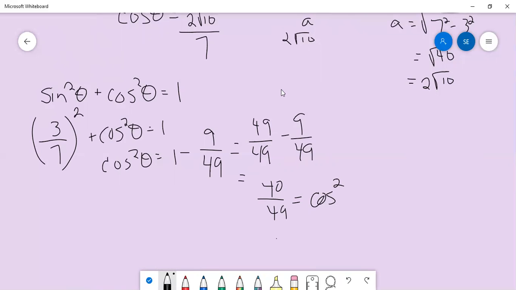That becomes cosine theta is equal to the square root of 40, which we did up here, which is 2 square roots of 10, divided by the square root of 49, which is 7. So we get the same answer either way. Different people like different methods, so they're both here.